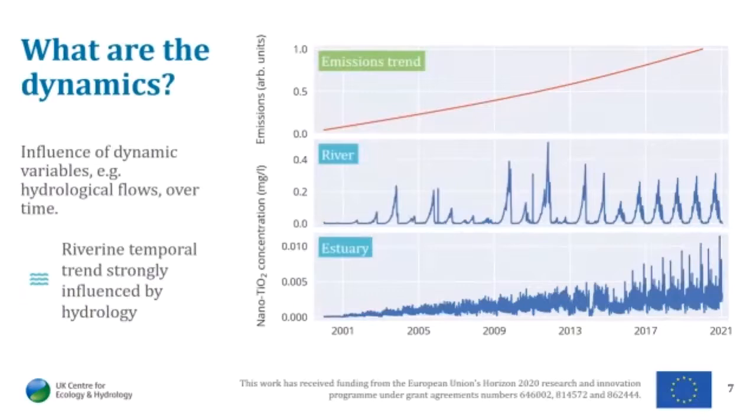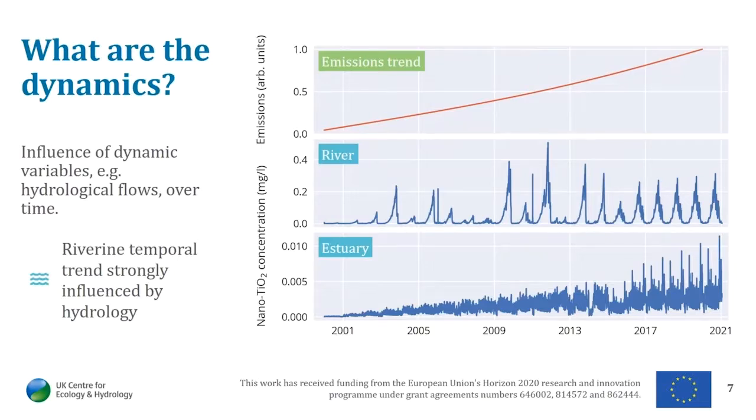So you can see in the river all of these peaks, and those peaks occur during the drier months of the year. So drier months means that rivers are flowing more slowly and they're generally smaller, and because they're smaller they have less volume, which means that nanomaterials are more concentrated.